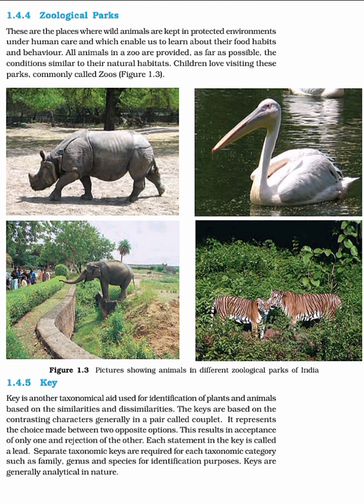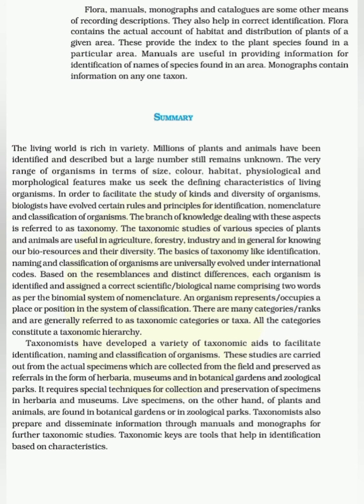Separate taxonomic keys are required for each taxonomic category such as family, genus and species for identification purposes. Keys are generally analytical in nature. Flora, manuals, monographs and catalogs are some other means of recording descriptions. They also help in correct identification.